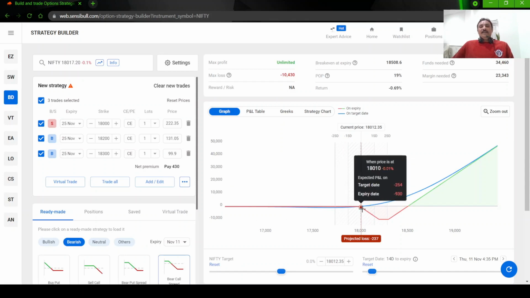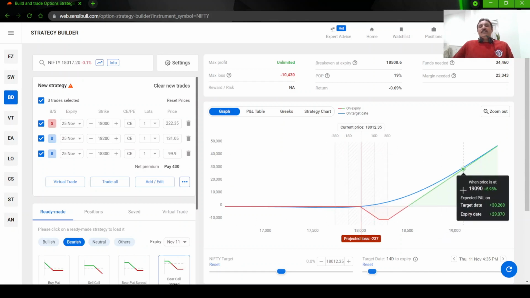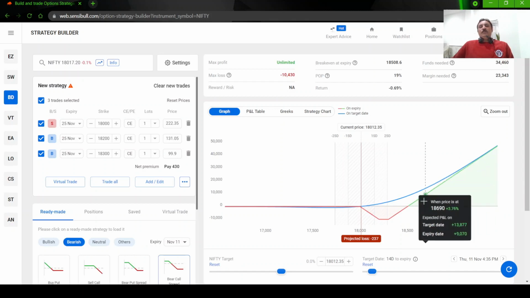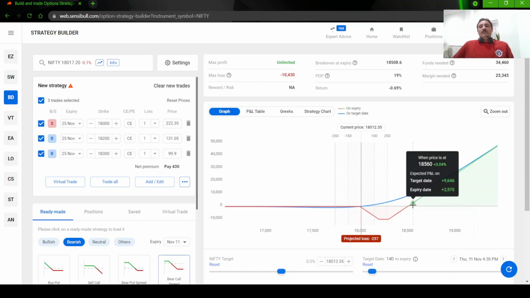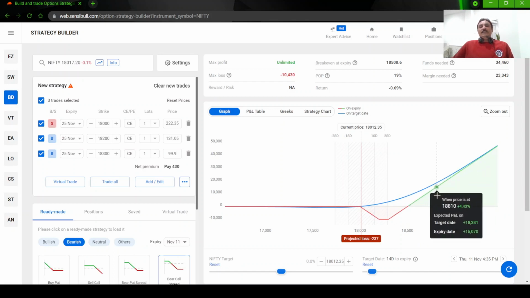On the higher side, your profit potential is not defined. It is unlimited profit. If the market goes and expires at 18,800 on the December expiry, you can see the profit is about 14,500 rupees. So the view you initially took was a bearish view. You just made one adjustment and the strategy has become bullish.